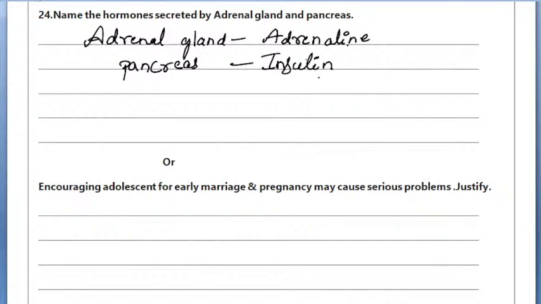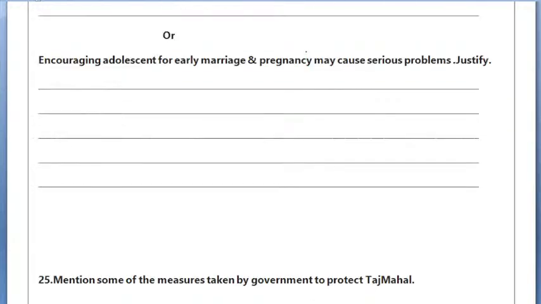So the next question, encouraging the adolescent for early marriage and pregnancy may cause serious problems. This kind of question may be asked. This is a skill-based question. Encouraging the adolescent for early marriage and pregnancy can cause serious problems. Justify, they ask. What do you write as the answer?